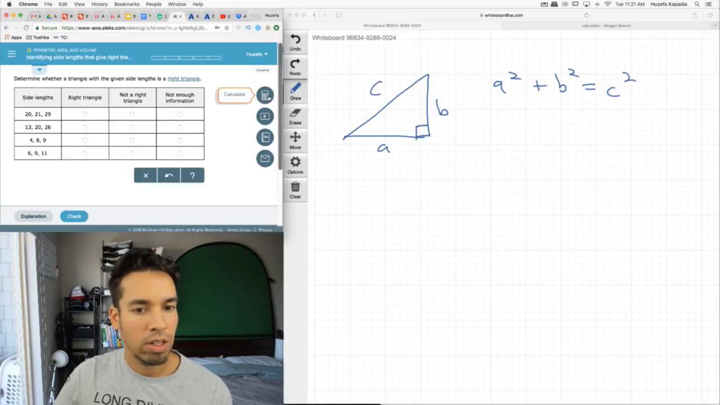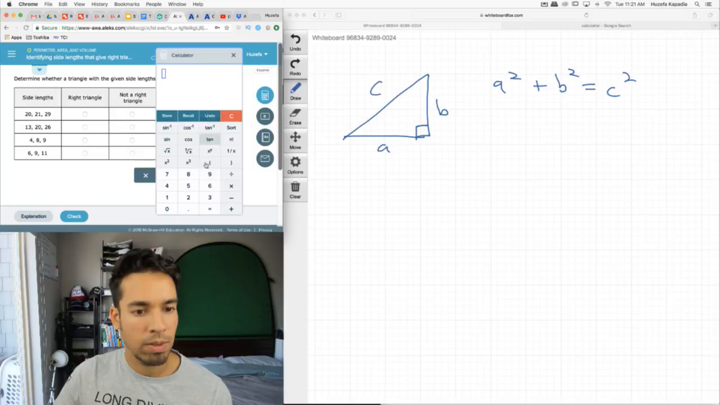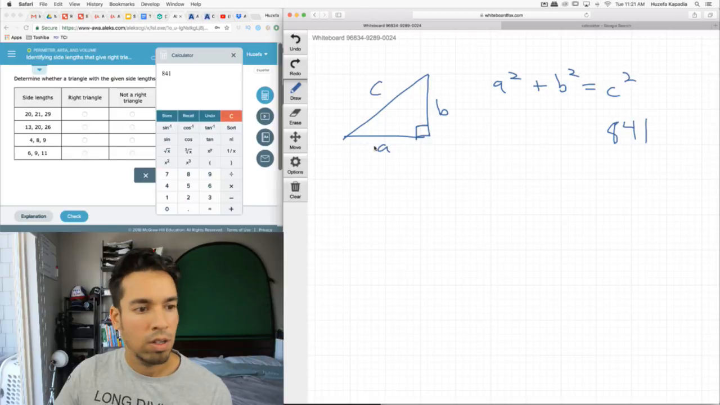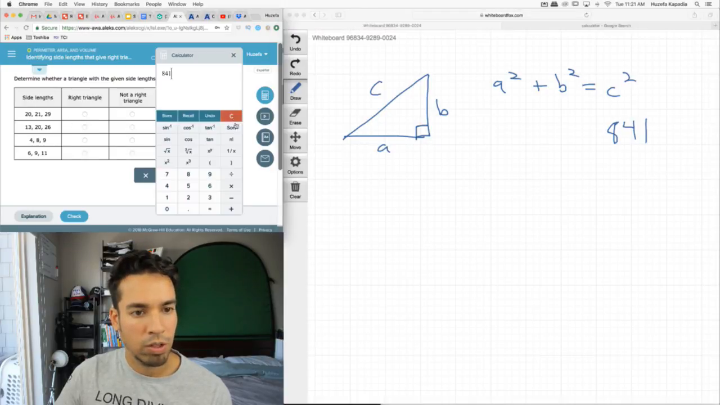So we're going to use our calculator here. First I'm going to calculate 29 squared, which is 841. And then I'm going to calculate 20 squared and 21 squared. 20 squared plus 21 squared equals 841. Right? So that means a squared plus b squared equals c squared. It's a right triangle.